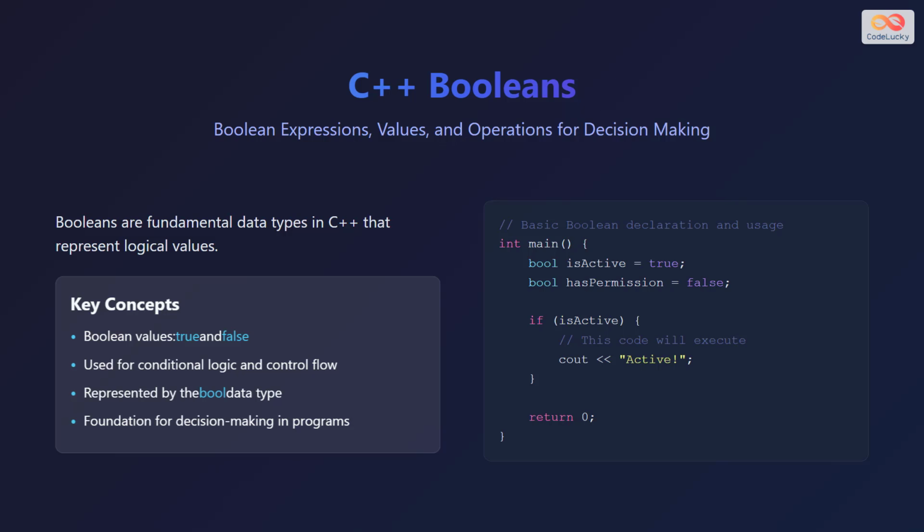Here we have an integer main function in which a Boolean variable named isActive is assigned the value true. And another Boolean variable hasPermission is assigned the value false. Then inside an if statement, if isActive is true, then the code inside the if block will execute and prints the word active to the console. Finally, the program returns 0.